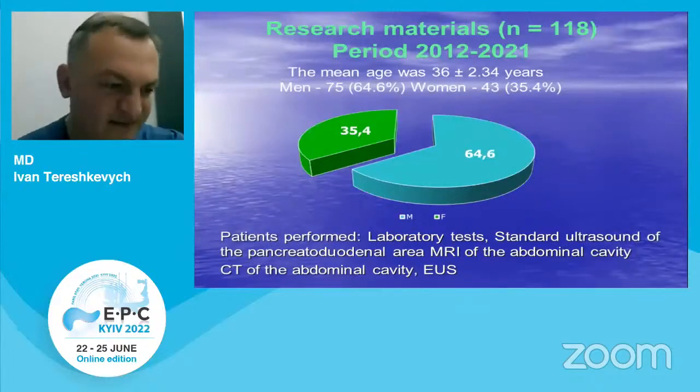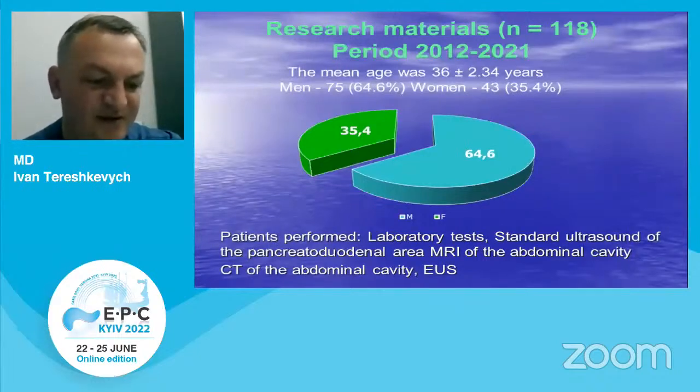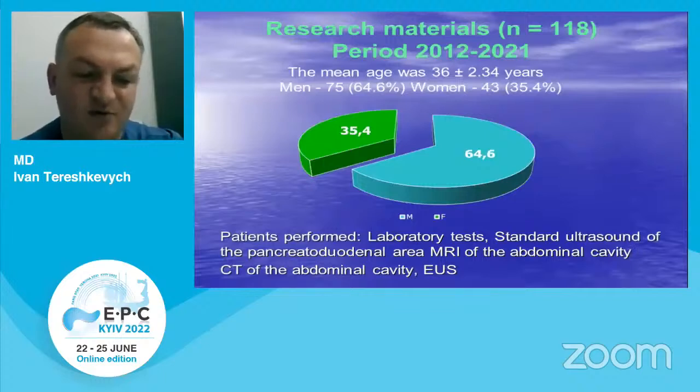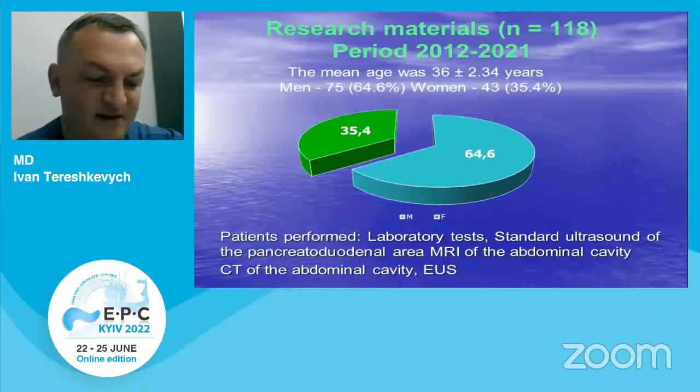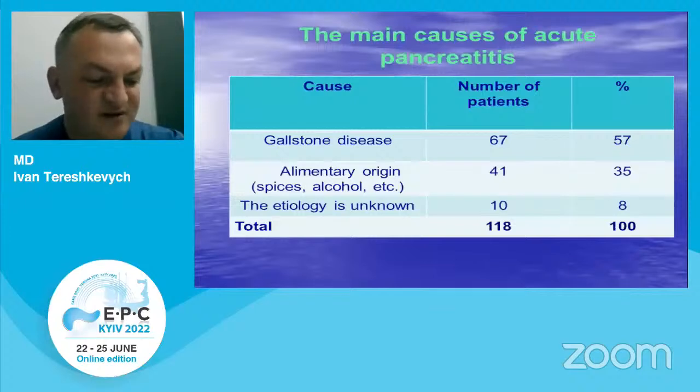We treated 180 patients over 10 years with complications of acute and chronic pancreatitis. The majority of patients were men, almost 65%. All patients underwent preoperative examinations: laboratory tests, ultrasound, MRI, CT of the abdominal cavity, EUS. The main cause of pancreatitis was gallstone disease.